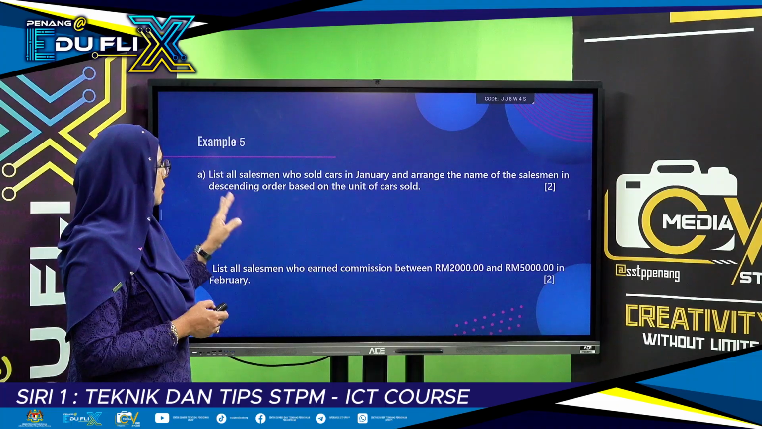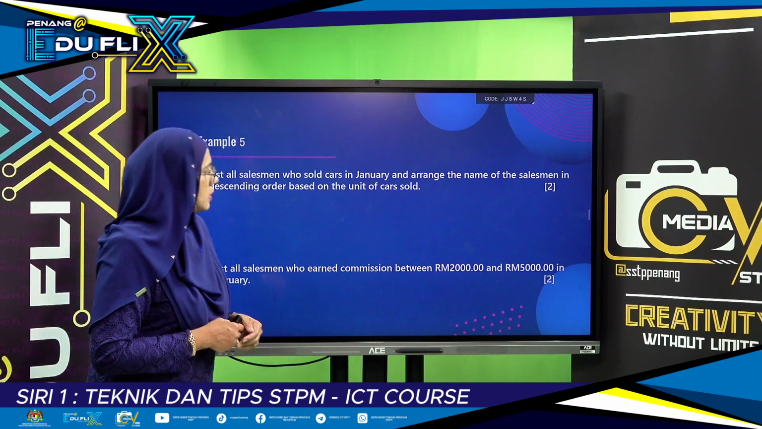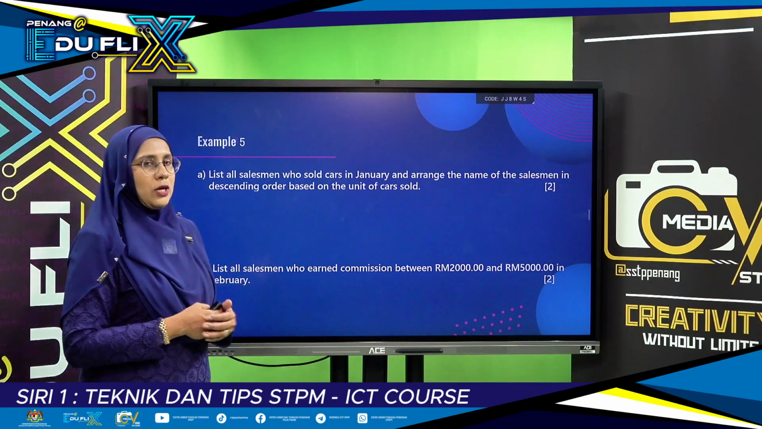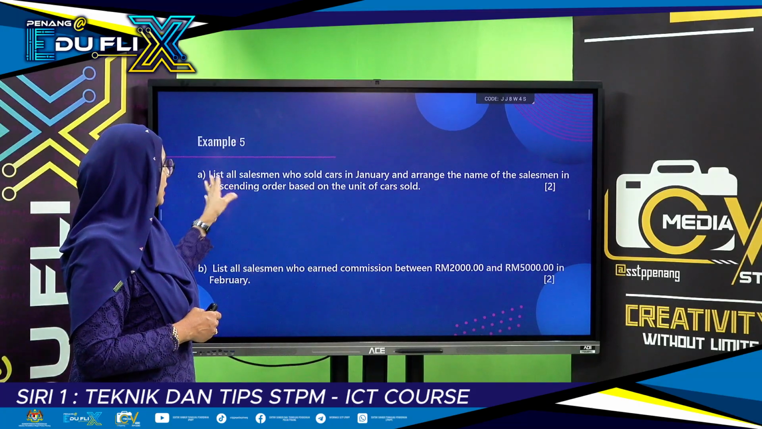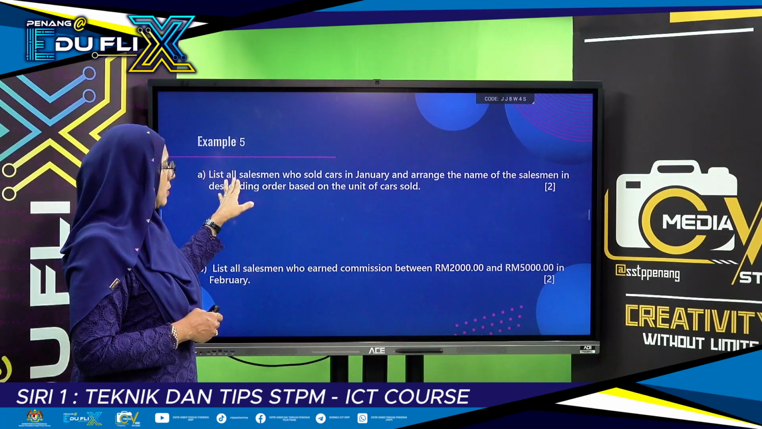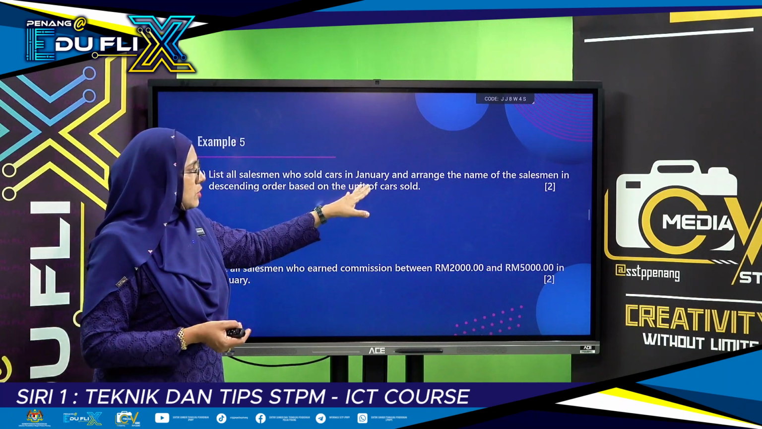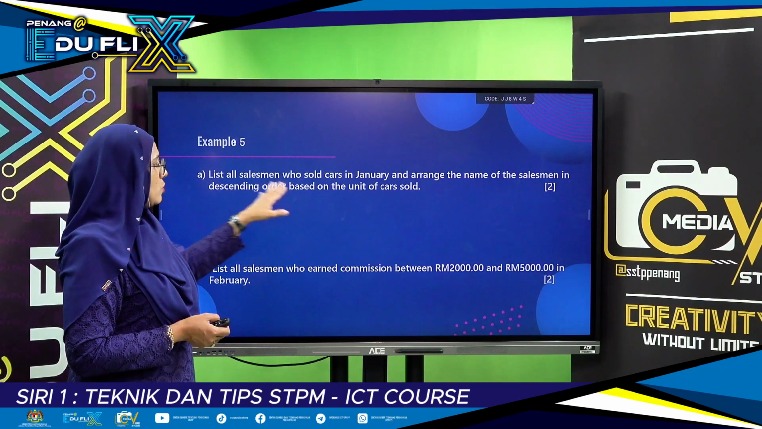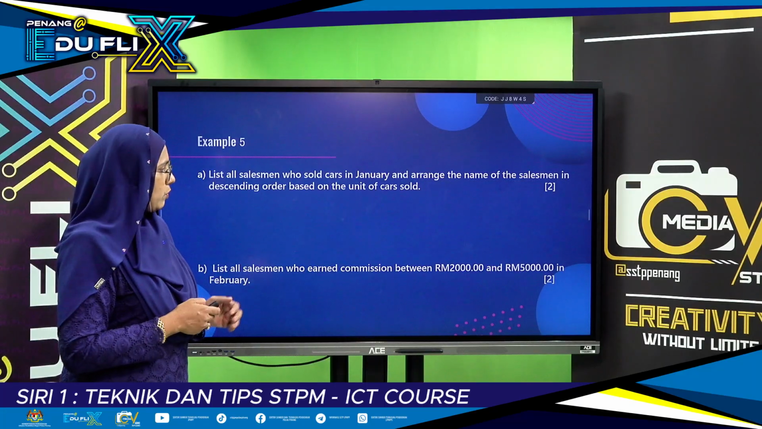List all salesmen who sold cars in January and arrange the names of the salesmen in descending order based on the units of cars sold. So many conditions here, only 2 marks. List all, this is the key. The condition: cars sold in January. Another condition: you have to arrange the name in descending order, and then it should be according to units of cars sold. So a few conditions here.